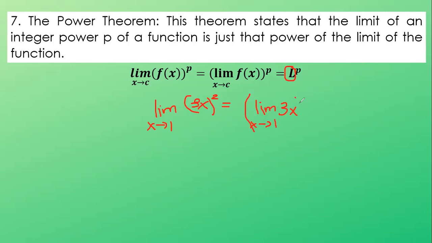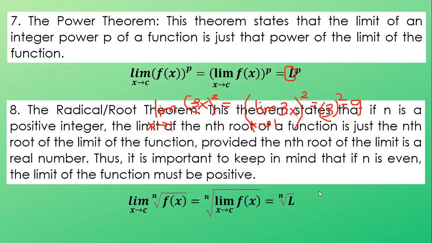So, tsaka natin siya buong i-square. So, the limit of 3x as x approaches 1 is equal to 3. And then, 3 squared is equal to 9. Okay? So, basically, ganun din yung ating radical or root theorem. So, pwede nating i-evaluate muna yung limit nung nasa loob ng ating radical and then tsaka pa natin kukunin yung root niya. Okay?